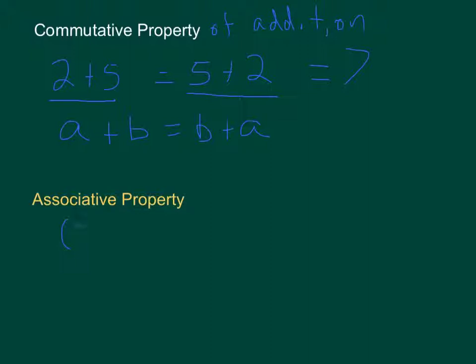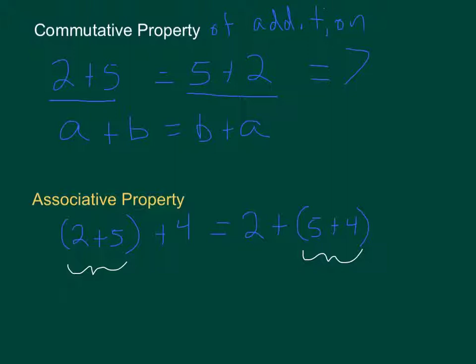So (2 plus 5) plus 4. So we're grouping the 2 and the 5. That's going to equal the same thing as 2 plus (5 plus 4). So we're grouping the 5 and the 4 there. So in the first one, we group the 2 and the 5, and in the second one, we group the 5 and the 4. And the associative property says the value of a sum.